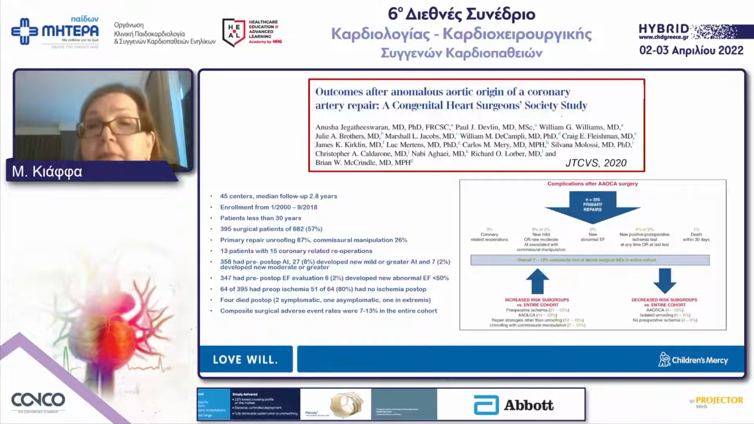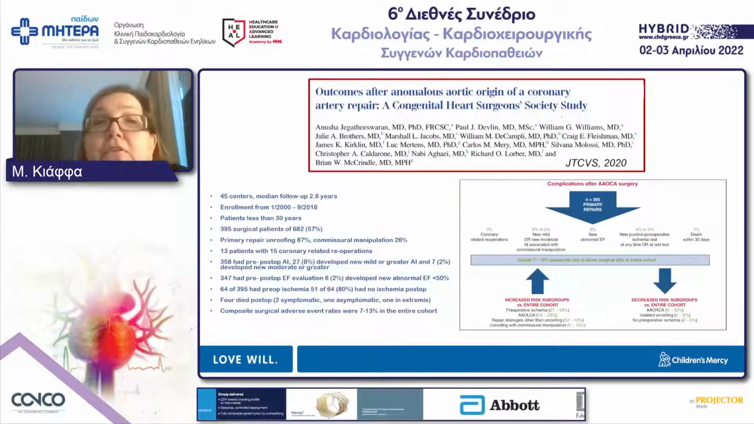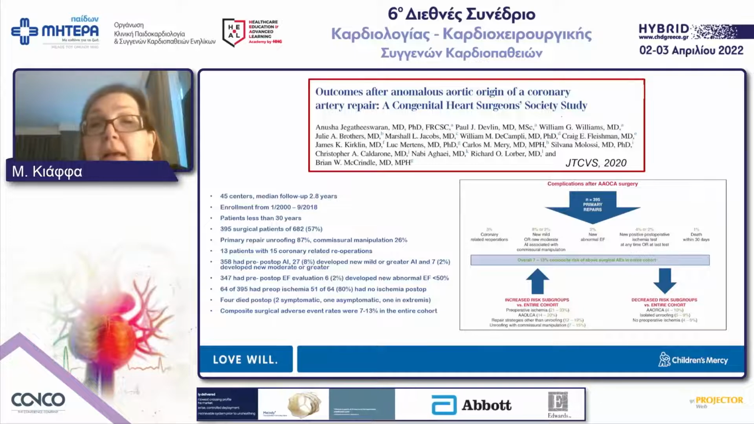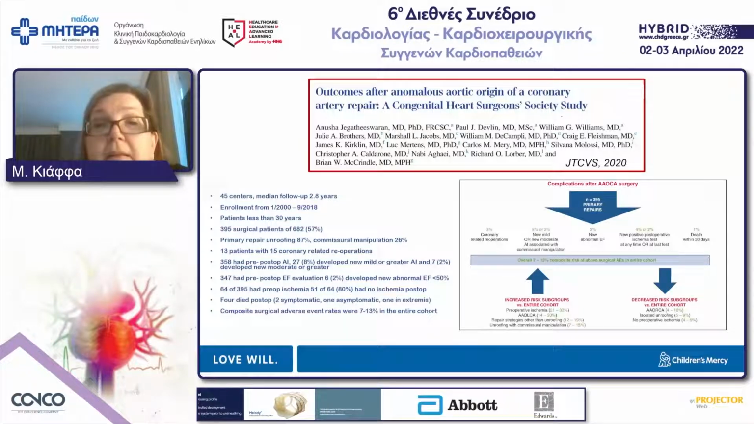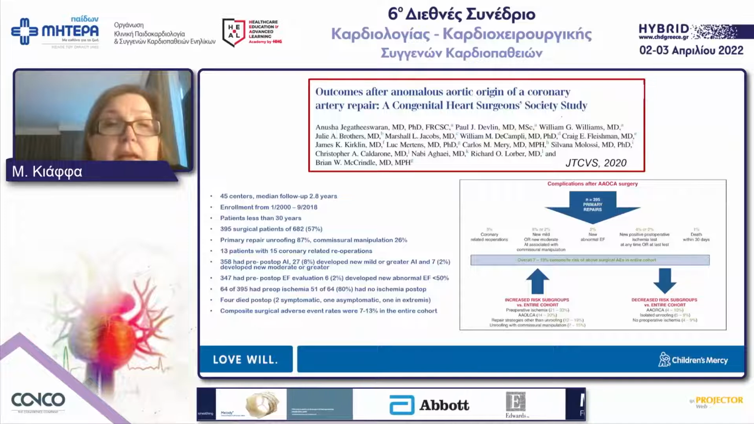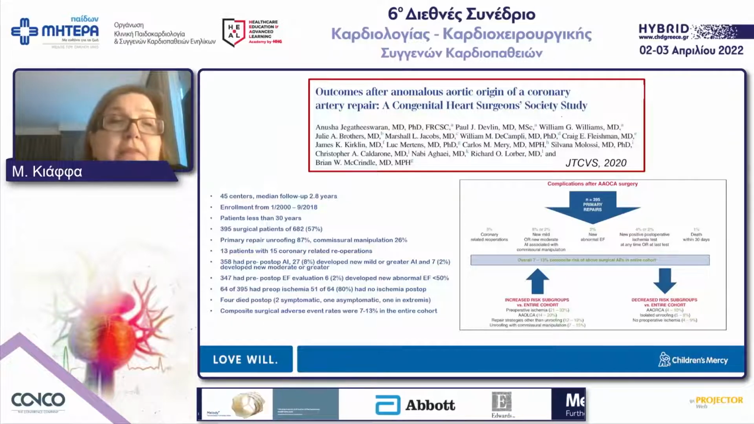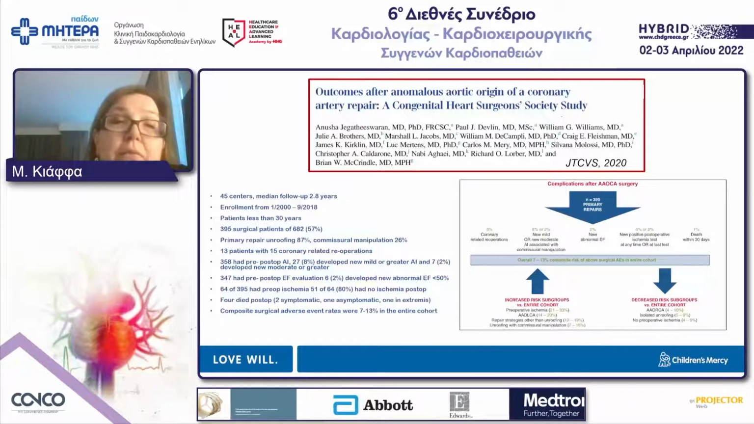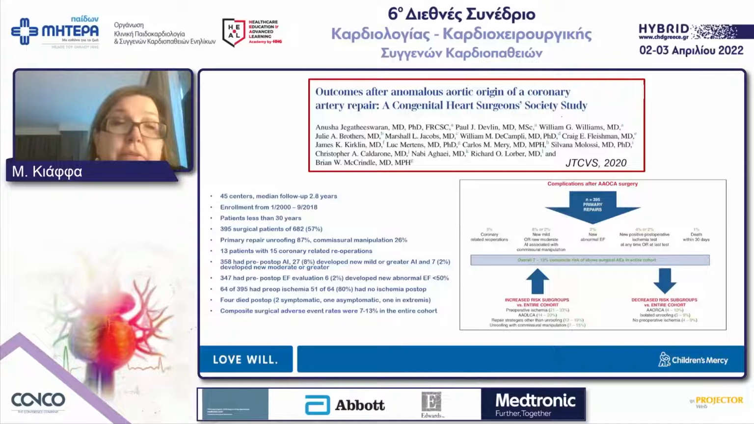And a couple of years ago, the Congenital Heart Surgeon Society published results that were very enlightening and kind of gave us another perspective on the disease. So 45 centers were involved, with a median follow-up of 2.8 years and an almost 20-year enrollment of patients that were less than 30 years old.